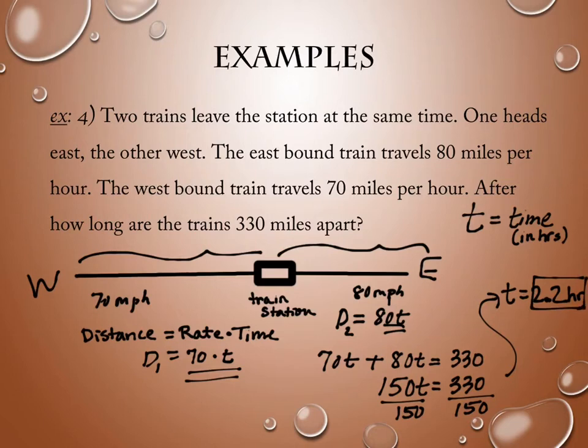Now notice, they're not equal distances from the train station, right? One of them's going faster than the other one. So they're different distances from the train station, but their total distance between them is 330. All right, good job. I think this is where I have one slide of notes.